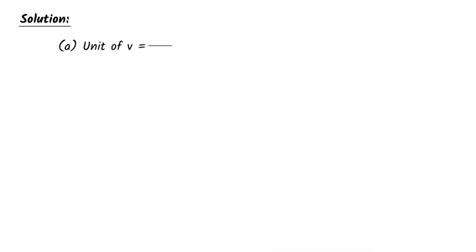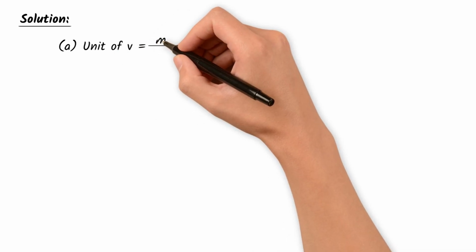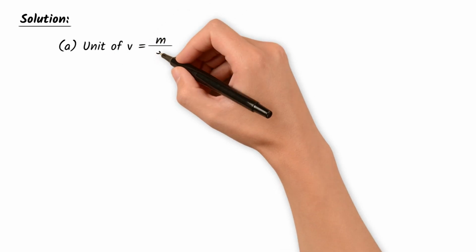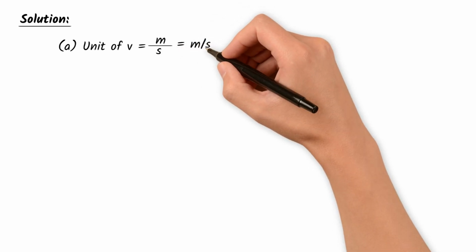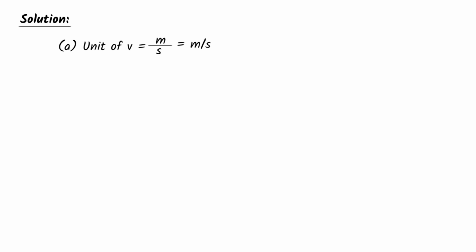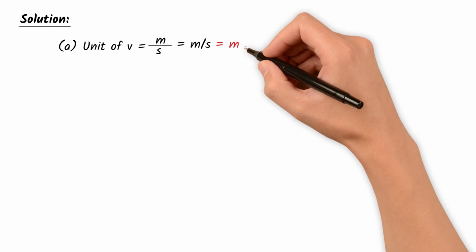Starting with speed, speed is distance divided by time taken. So the unit of speed is the unit of distance, which is meters, divided by the unit of time, which is seconds. And that gives us meters per second. Or if we use indices, the second in the denominator can go up and we have it this other way.